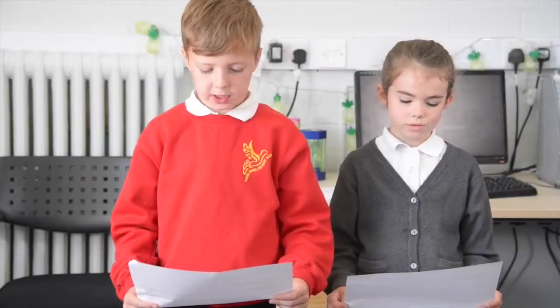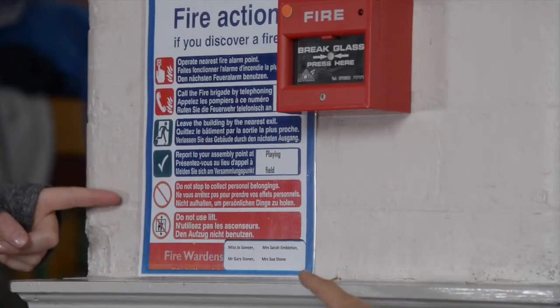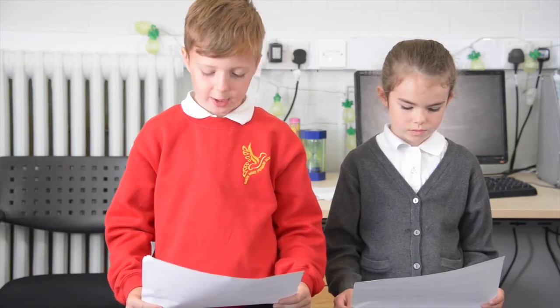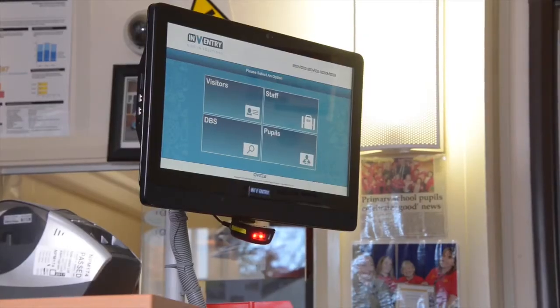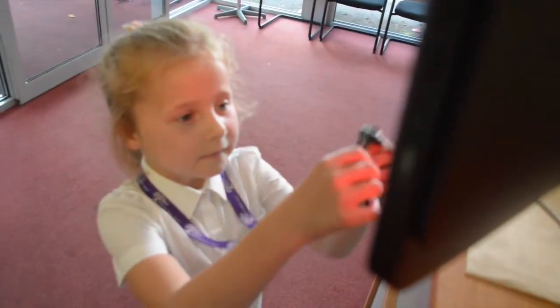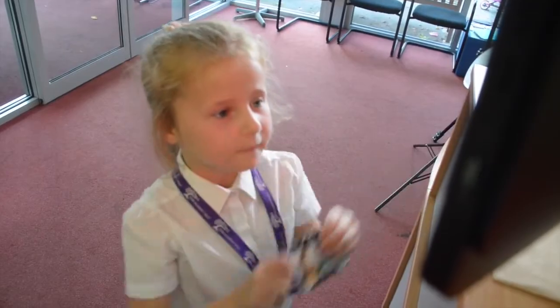In an emergency, you need to be aware of the school's evacuation procedures and make sure you know who the fire wardens are in your school. It is also very important that you sign in and sign out of school so that staff know who is on the premises at all times.